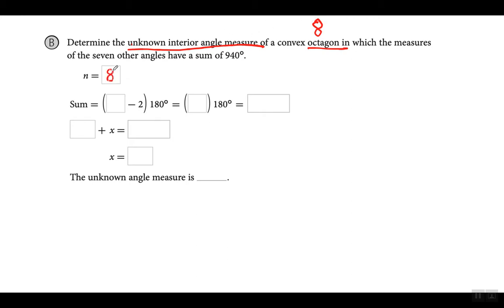Alright, what is n? N represents the number of sides. An octagon has 8 sides, so n equals 8. So now we're going to use this formula to first figure out what the sum of the angles of an octagon is supposed to be.